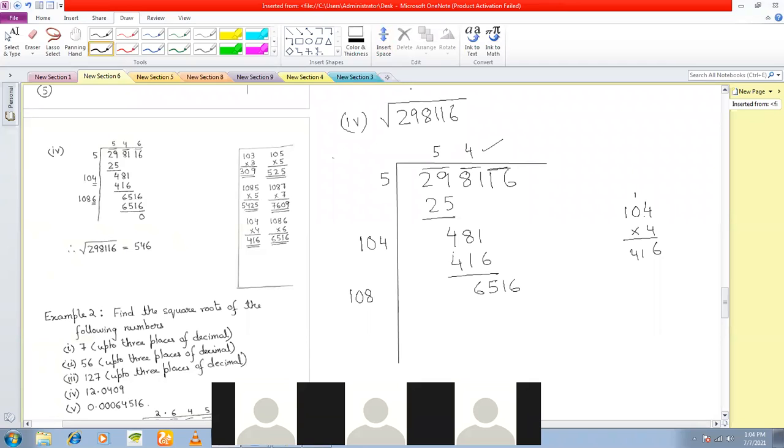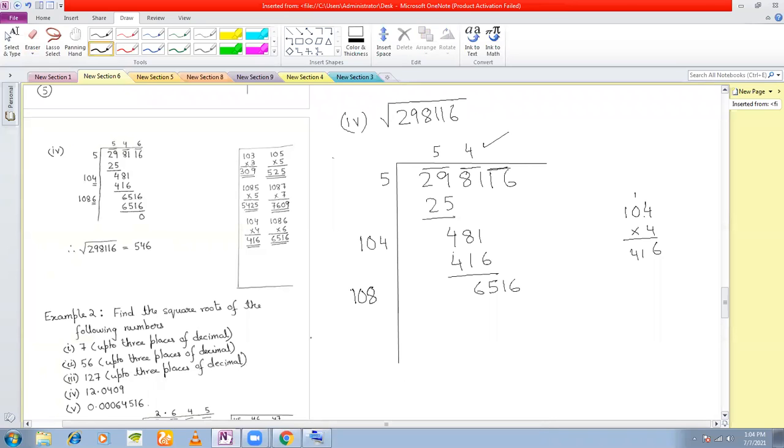Sir, how do you get there 108? That's what I was saying. You have 54 here on top. You see a 54 here. What is the double of 54? 108. That's what we have written, 108. Okay. Now we want a digit here. What digit should we introduce here? Let's see. So what number do we have here? 6516, which is very close to 6500, isn't it? 6516 is very close to 6500.